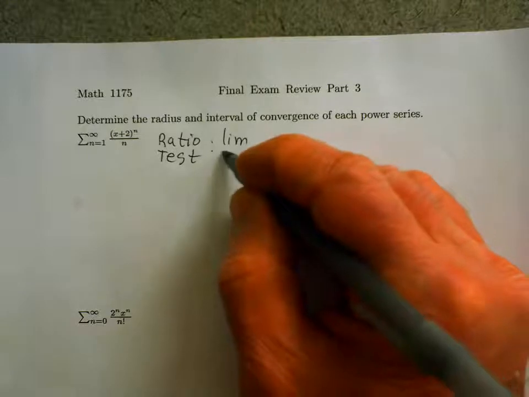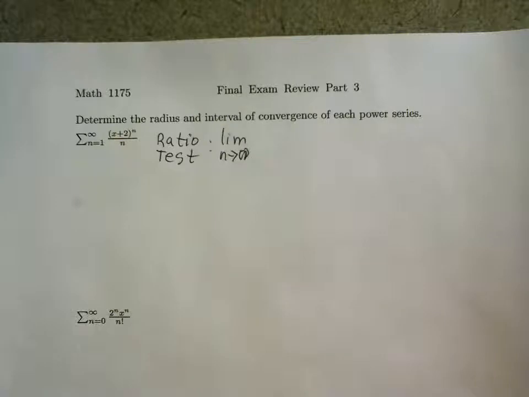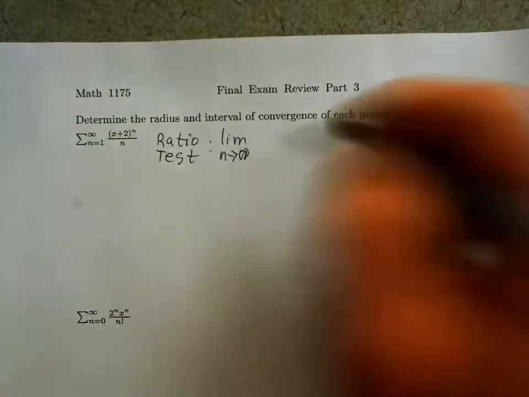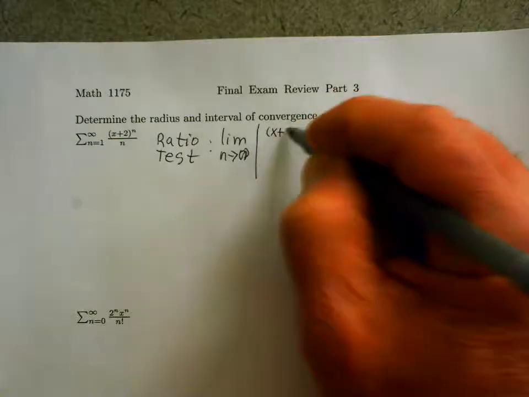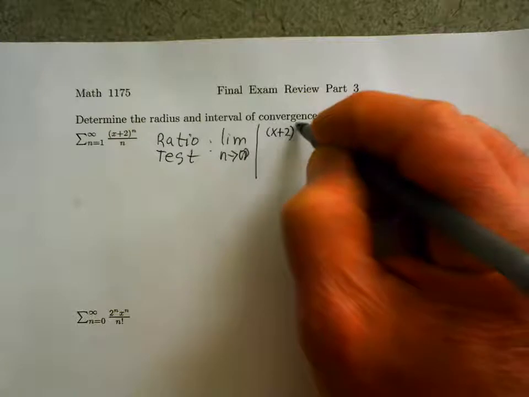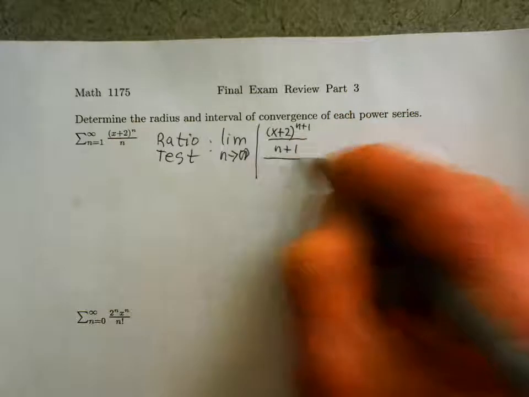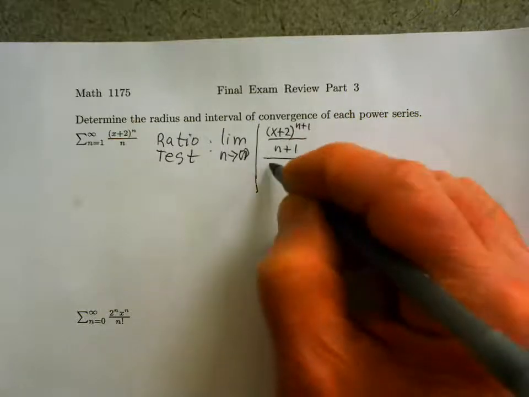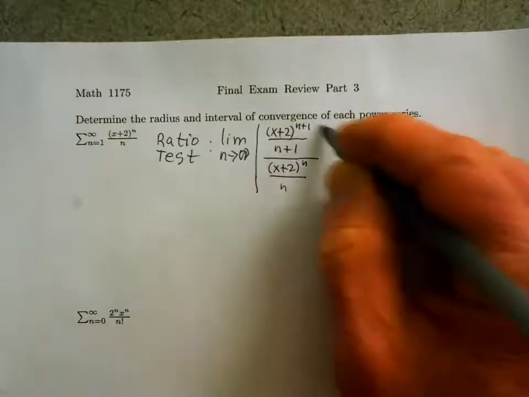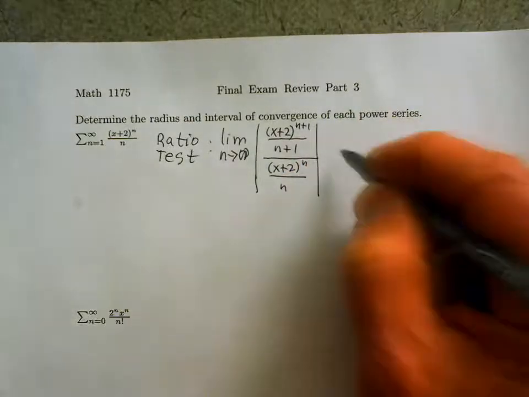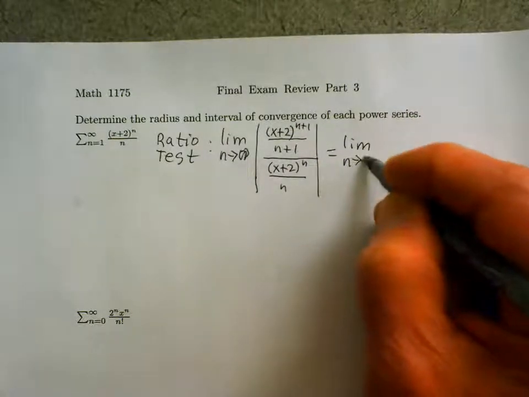So we'll take the limit of the ratio of the absolute value of the n plus first term divided by the nth term. So we have a complex fraction, (x+2)^(n+1) over n+1, divided by the nth term, which is (x+2)^n over n, inside the absolute values. In the next step, we simplify the complex fraction.